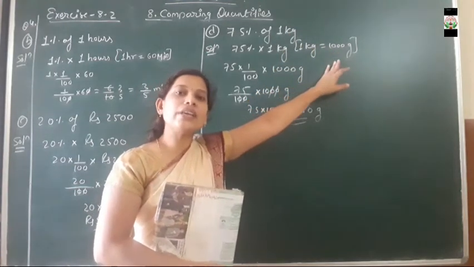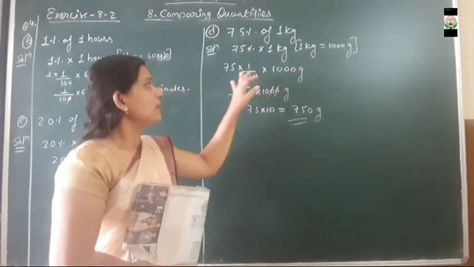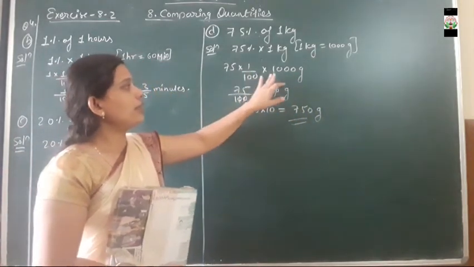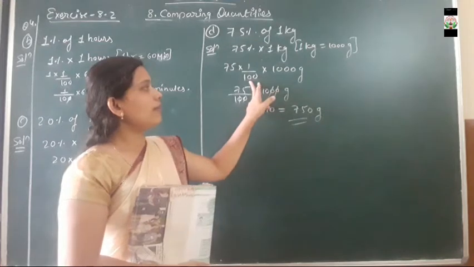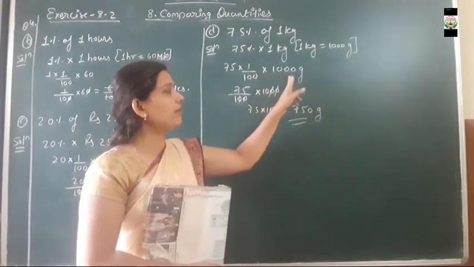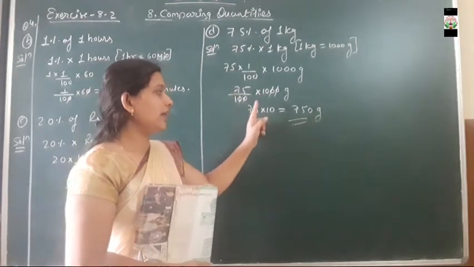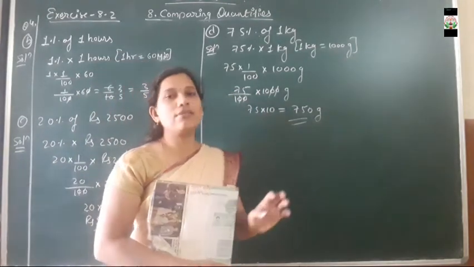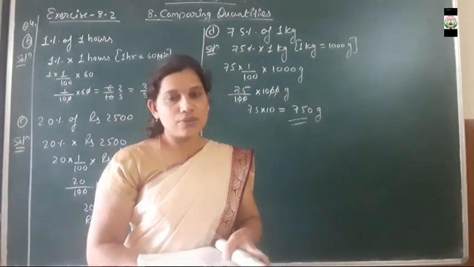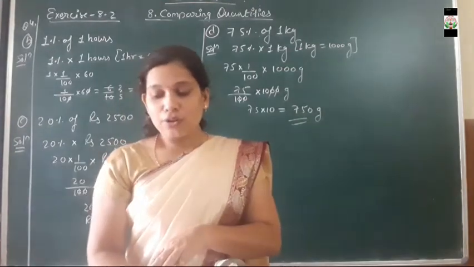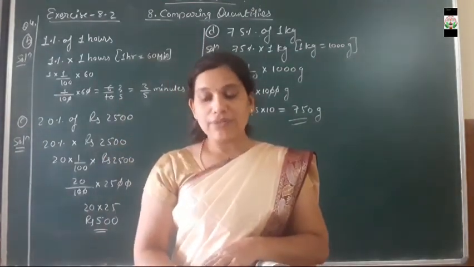So in place of 1 kg we are going to write 1000 gram. So 75 into 1 upon 100 into 1000 gram. Here the double zeros from the numerator and denominator will get cancelled. What is the number left out? The number is 75 into 10. So 75 into 10 will be equal to 750 grams. So the answer for the D part of question number 4 is 750 gram.